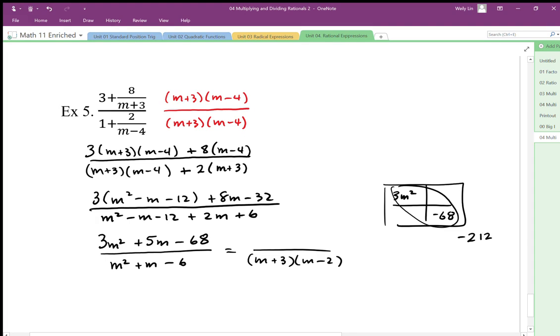212. Okay, so 3 times 60 is negative 180. 3 times 8 is 32. 180 plus 32 is 212. Okay, so that's going to be 212. And we need to find numbers that multiply to 212 that differ by 5. And I'm pretty sure those don't exist.